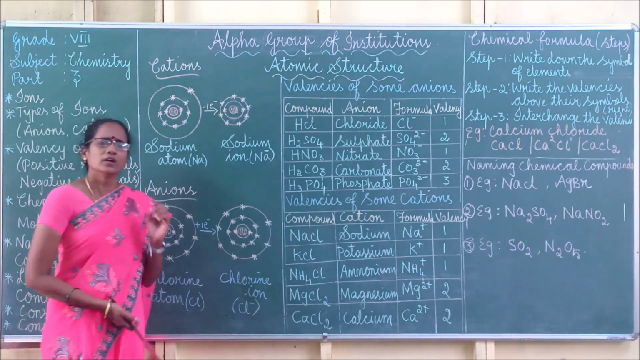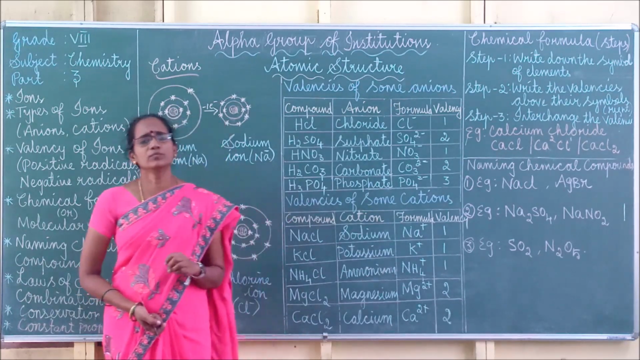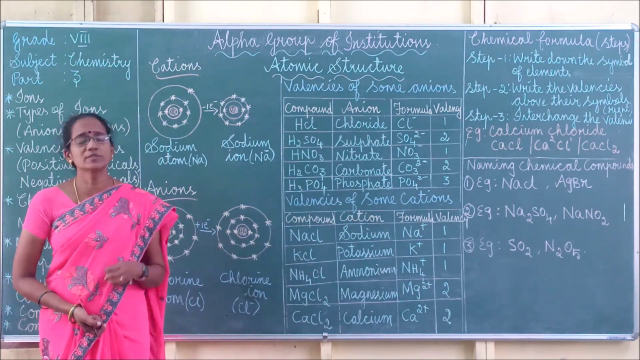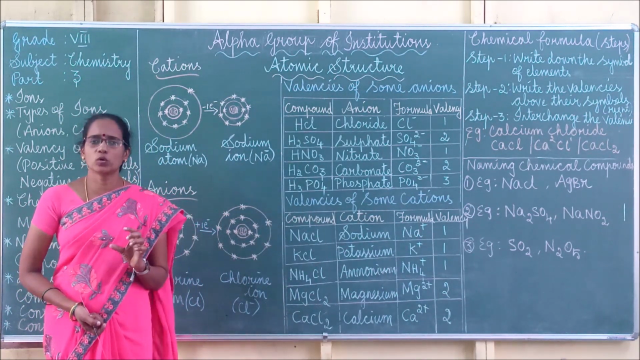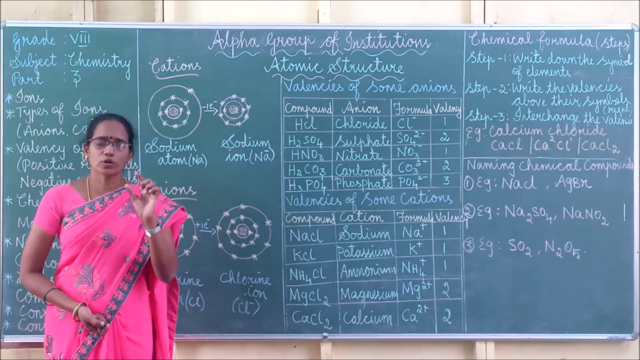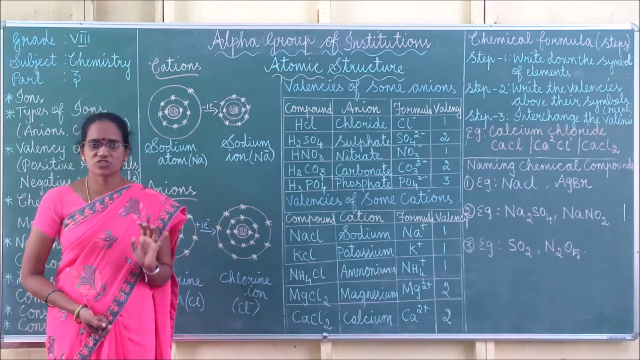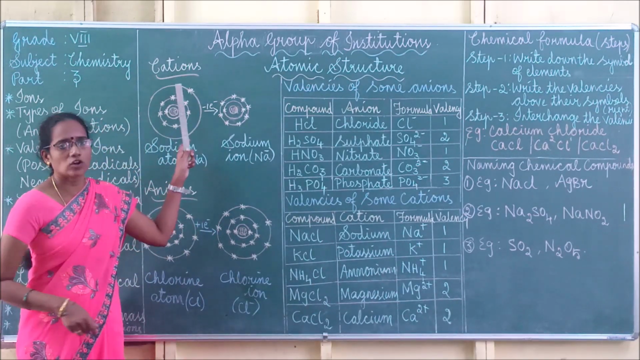Here also, during chemical reactions, an atom or group of atoms loses an electron. At that time, as I told, more protons will be there, so it carries a positive charge, isn't it? So these are called the cations.